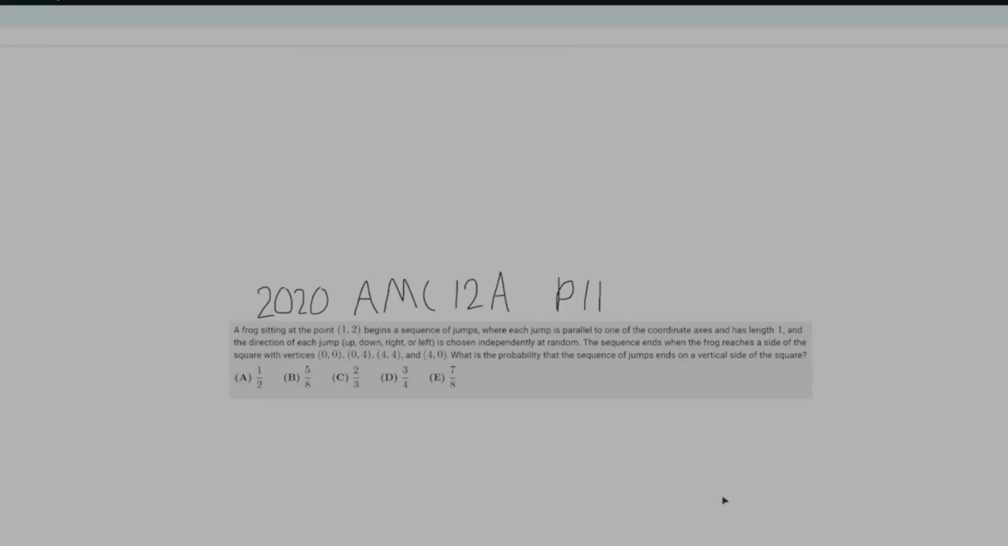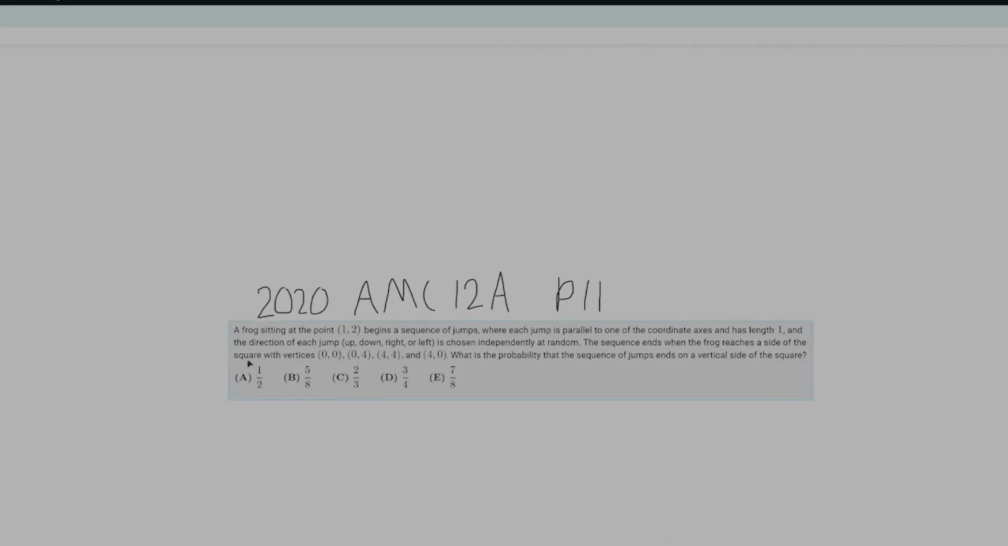Hello everyone. Today we're going to be solving the 2020 AMC 12A problem 11. And after we solve this problem, I hope that we can generalize it and then learn about the total law of probability and then learn about some harmonic functions, discrete harmonic functions, and Dirichlet problems.